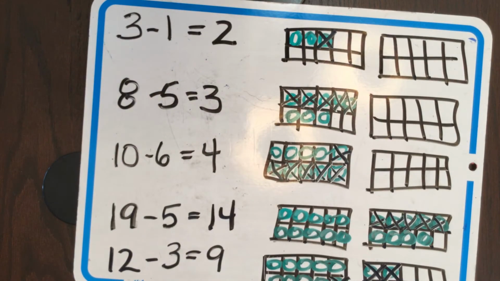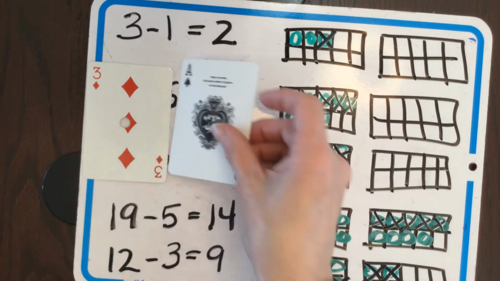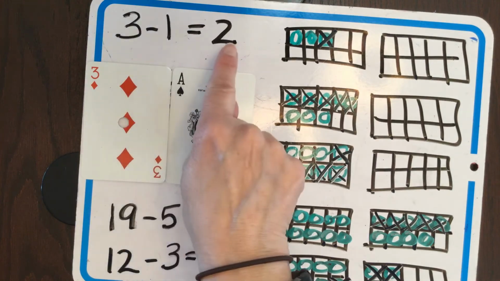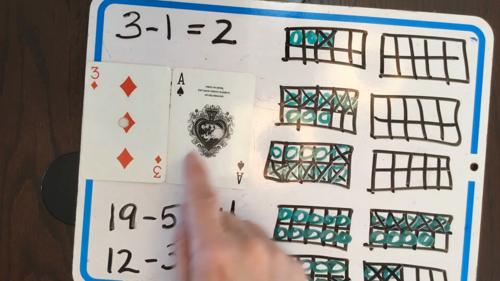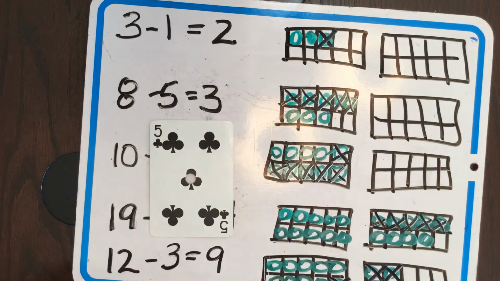And if you were using playing cards, you would do the same thing. You would just need to find a 3, take away a 1, and you still have my question. You still would draw it in 10 frames and come up with the answer. You might have a 5, an 8, take away a 5, and of course I can't find an 8 very quickly. Let's see if I can find one in the next 3 seconds.